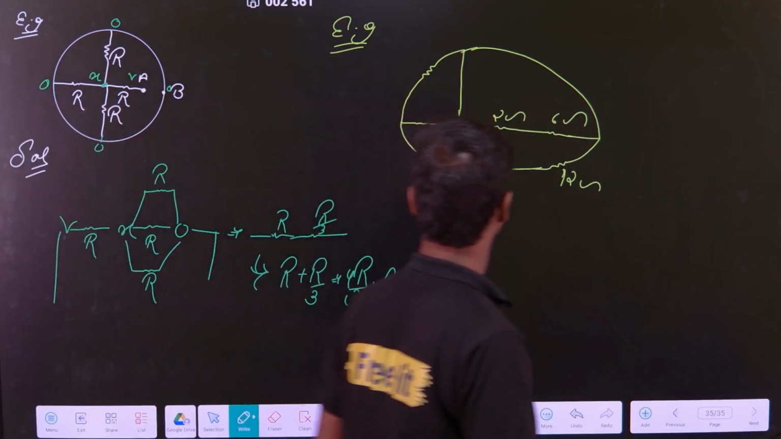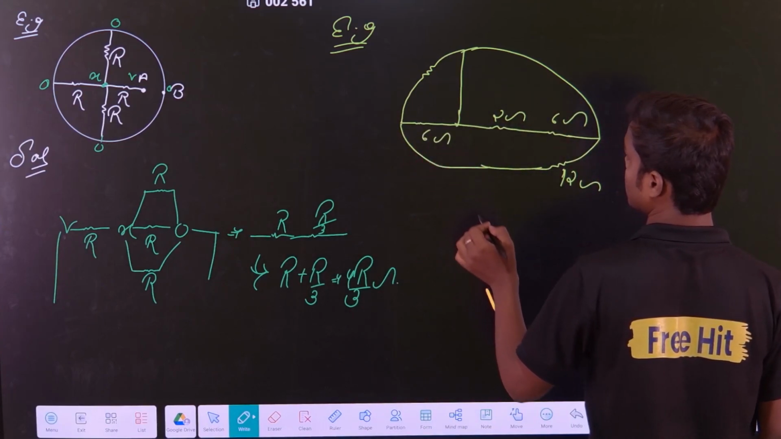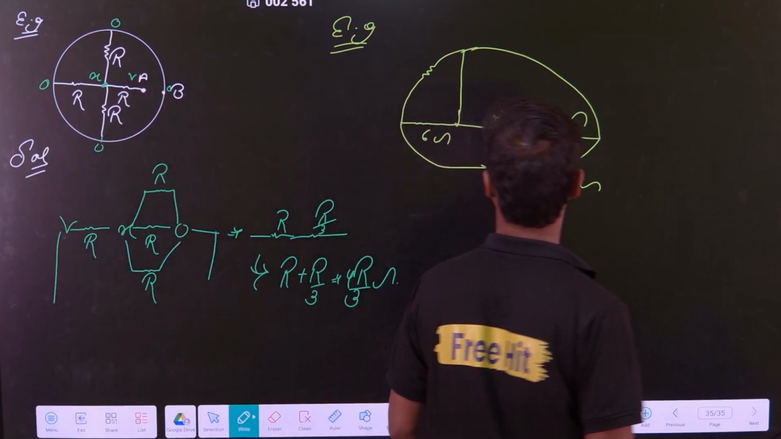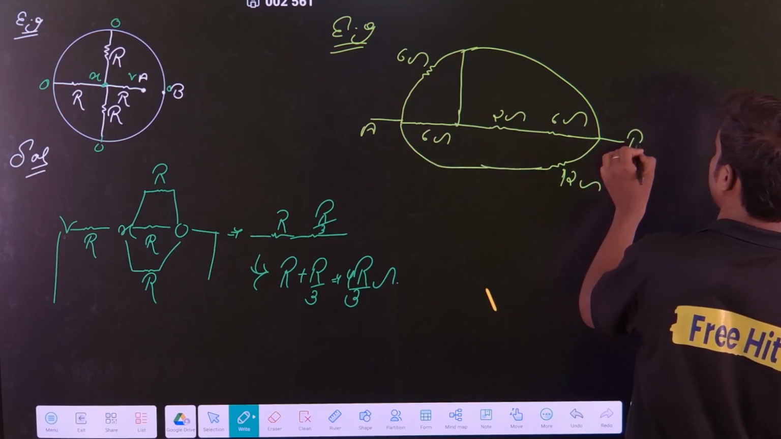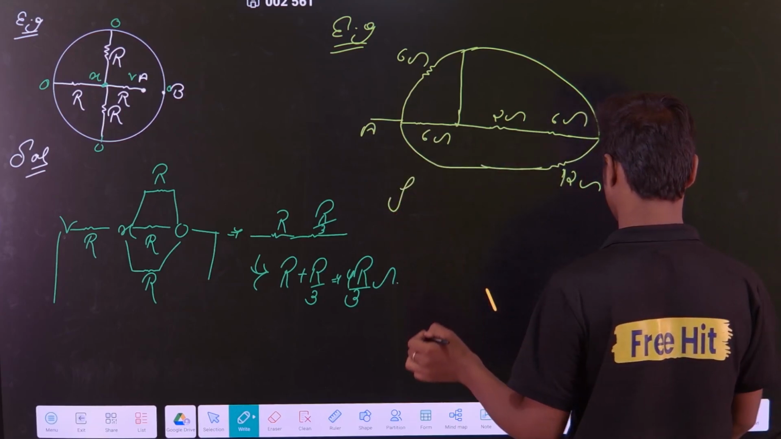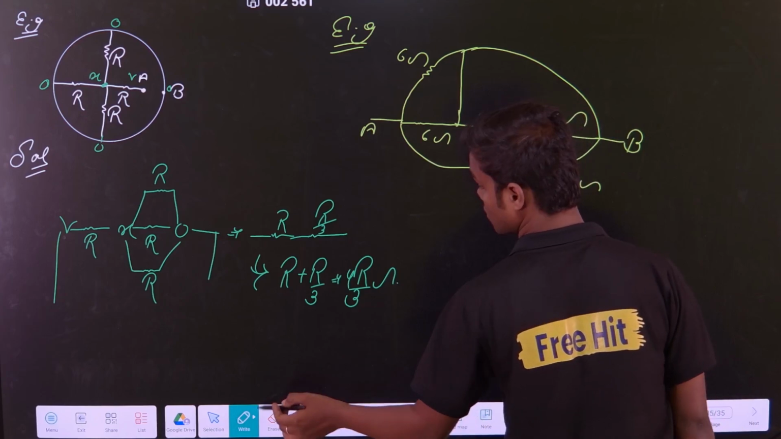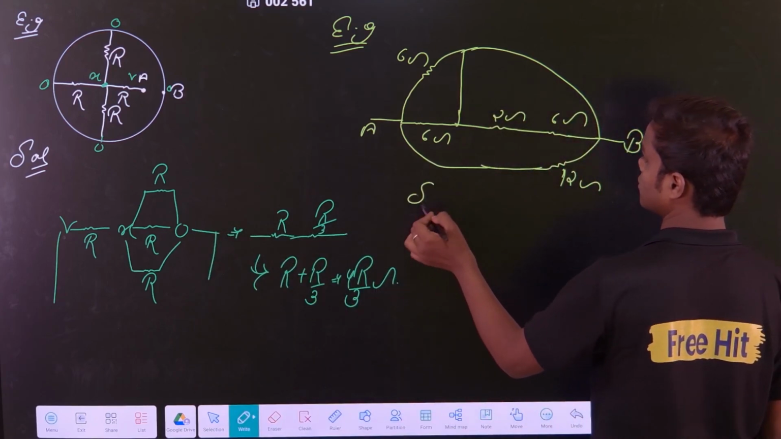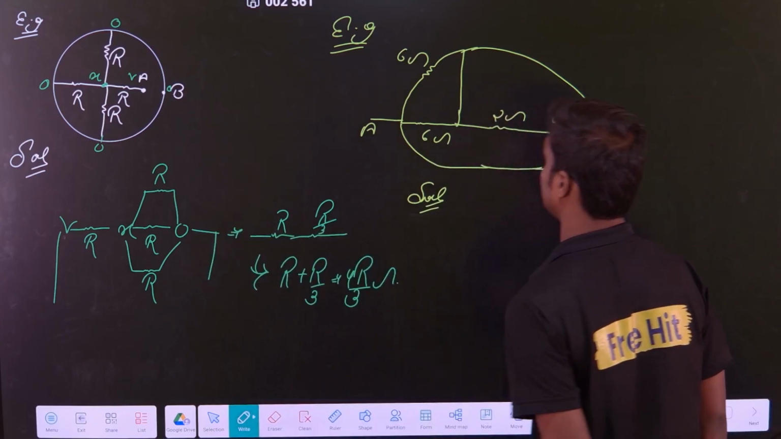And the values are, this is 6 ohm, 6 ohm, 6 ohm and 12 ohm, correct? You have to find RAB. So how will you do it? How will you find RAB?